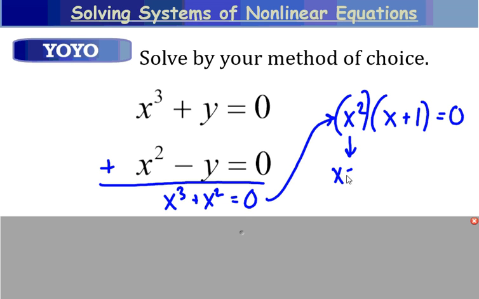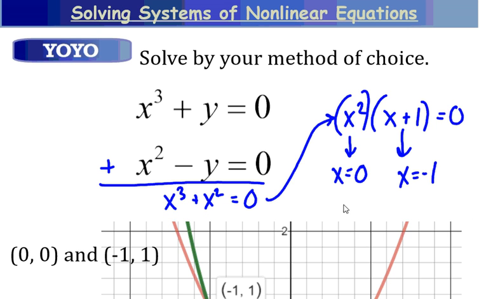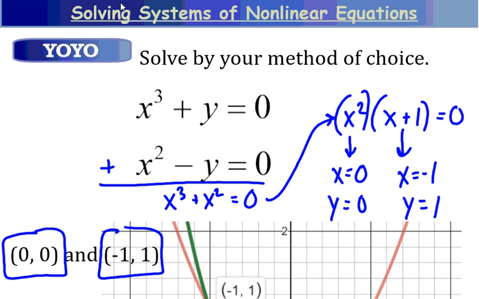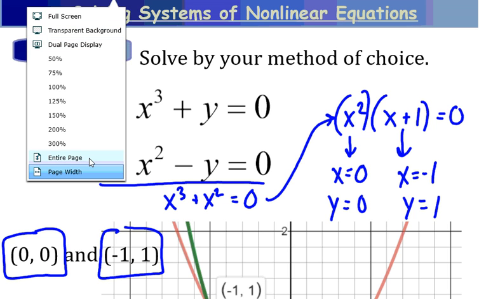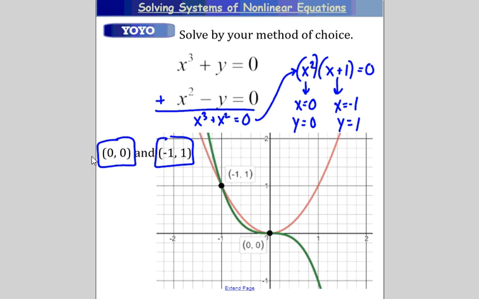Your two values then would be when x is 0 and when x is negative 1. When x is 0, you end up getting y is equal to 0. When x is negative 1, you get y is equal to positive 1. So there are your two answers. The graph for this is a cubic, this is a quadratic, and so it looks like that. And there's your two solutions.